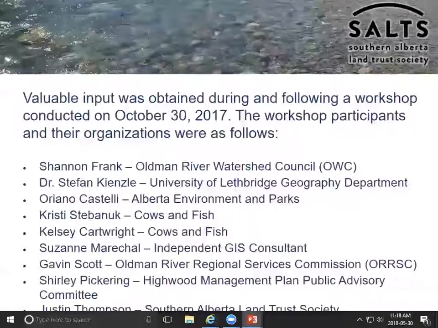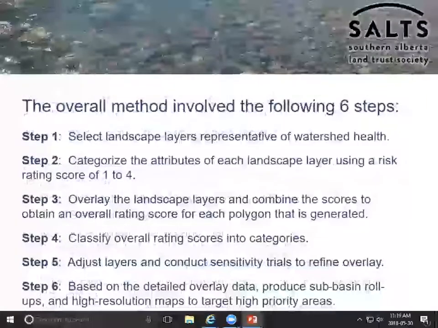We worked with Associated Environmental, but we really wanted to get input from a lot of key players. At the workshop we had people who were experts in hydrology from the geography department, people that knew about different data sets, and people knowledgeable about GIS and mapping, but we also had people working on the ground. I wanted to make sure that what we produced was useful for people like Cows and Fish, the Oldman Watershed Council, and land trusts like ourselves, a useful tool for the people working on the ground.